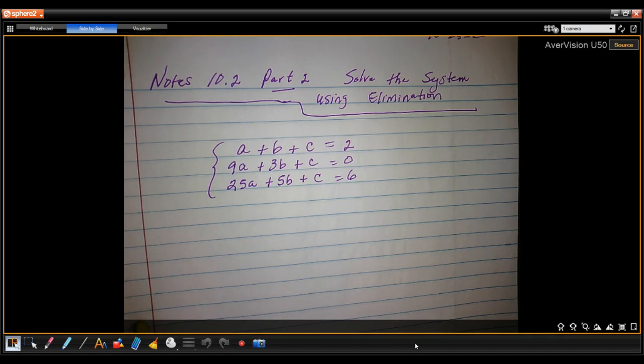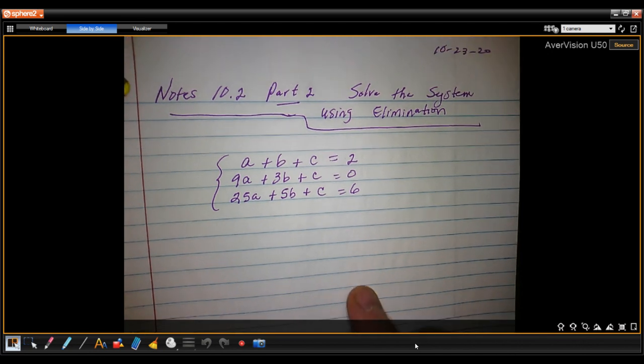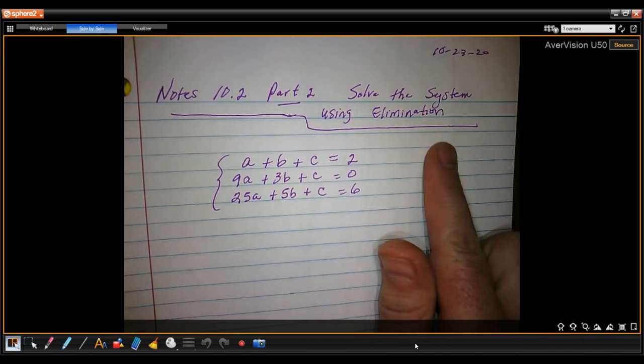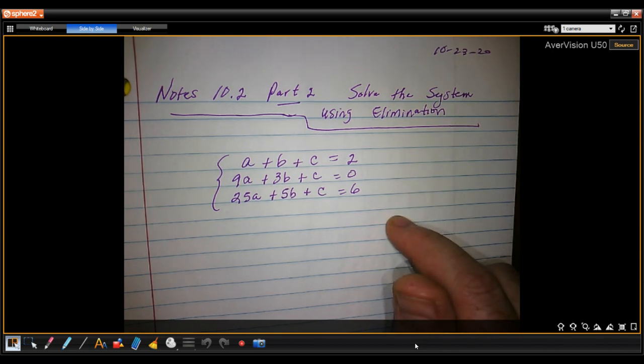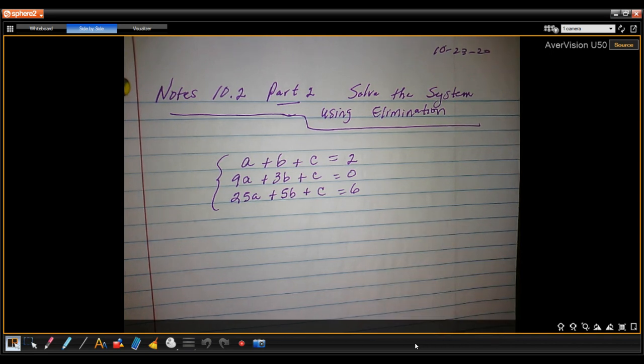Okay, so here is part 2 of the notes for today. You'll see today we're going to solve the system using elimination. In the part 1 notes, we set it up and I showed you how to do it using matrices, which was pretty nice. But now we're going to do it by hand because the homework is half and half. The homework is half solved by hand and half solved with matrices.